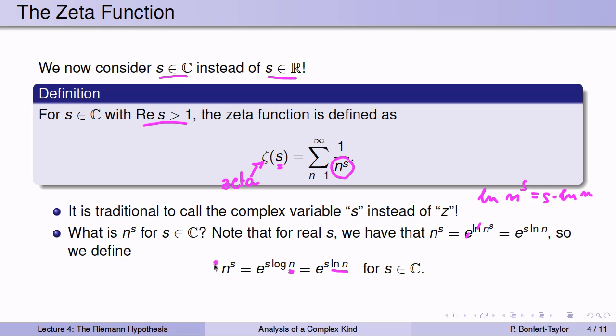One can actually more generally define complex powers where n doesn't even have to be an integer or a real number. So if we have the base being a complex number, we would use this definition, e to the s log n. But because n is actually a natural number, we go back to e to the s ln n, and that is the definition of n to the s for complex values of s.